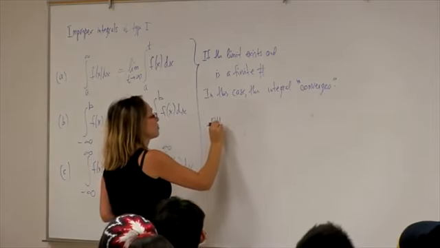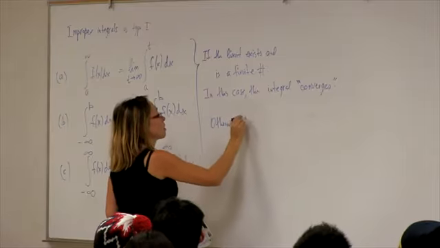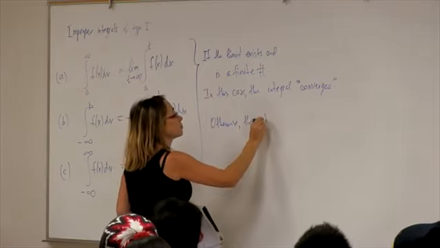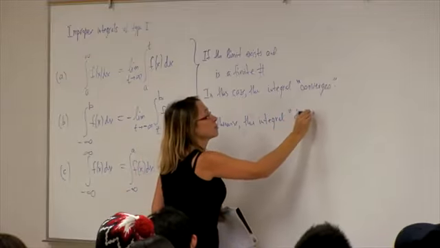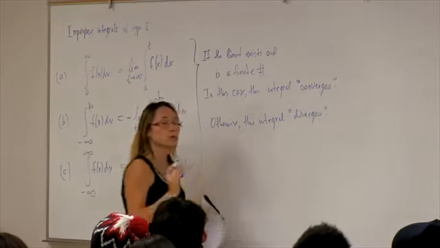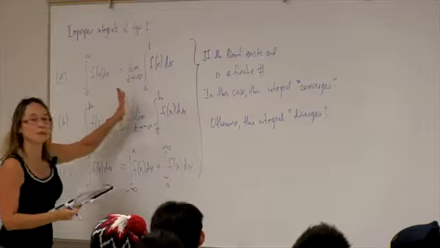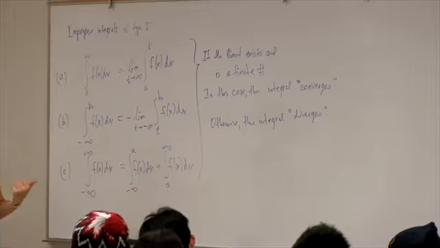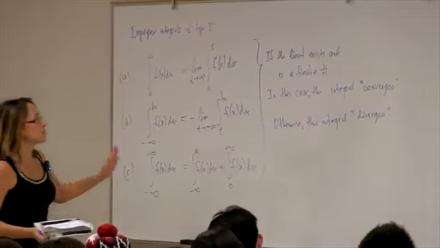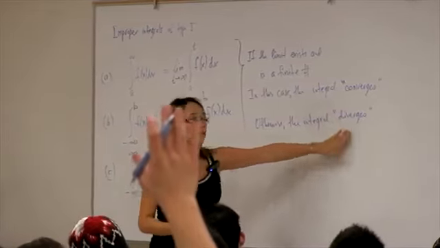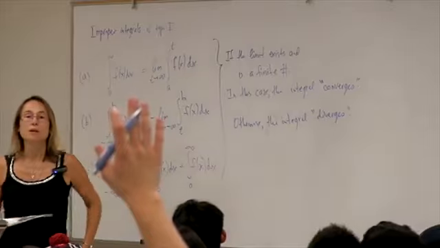Otherwise, the integral diverges. So if we see that the appropriate limit doesn't exist as a finite number, either it doesn't exist at all or if it's equal to infinity, then we simply say that the improper integral diverges. There is no answer. Question?